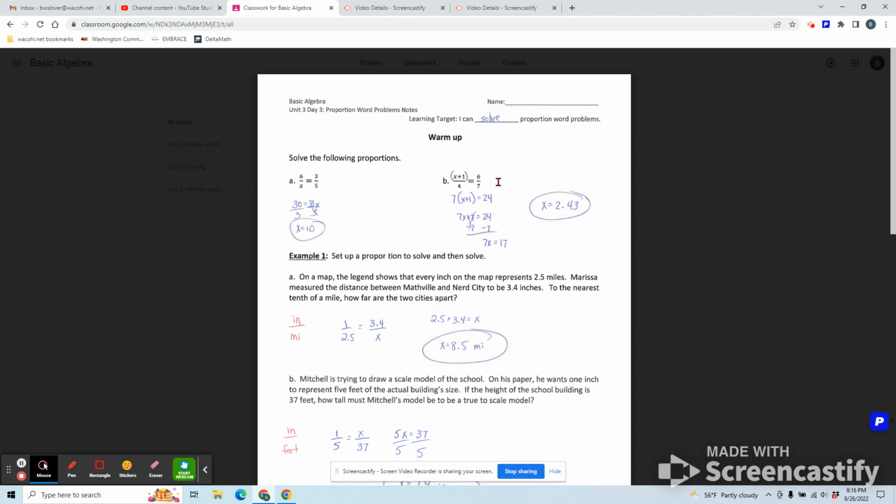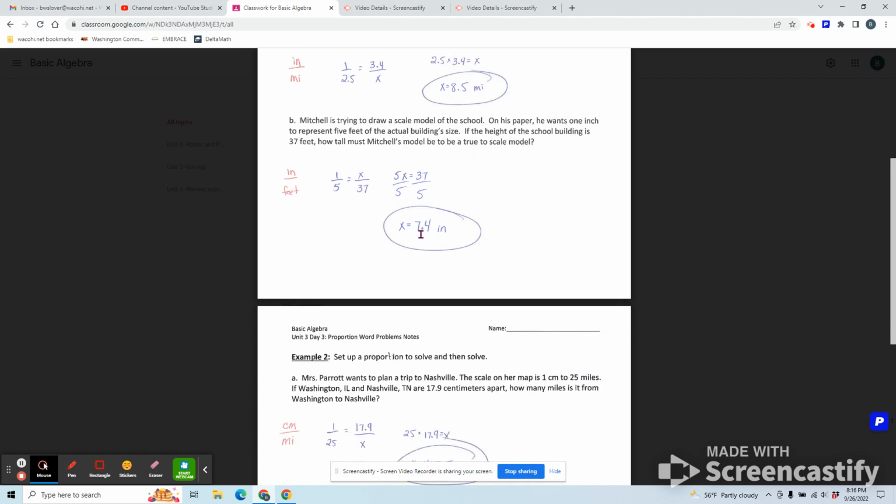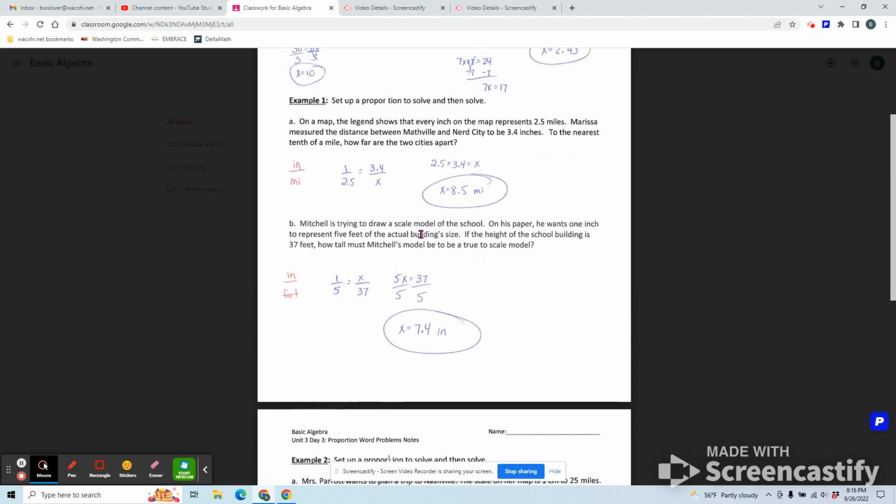It's very similar, except today we just have to read the problem to set it up. There are a few tricks. If you want to, you can get a highlighter out and highlight your important information or underline. I did not do that. I just went ahead and read it and then set everything up. So we'll talk through a couple of examples here, and then there are other ones if you wish to try on your own.